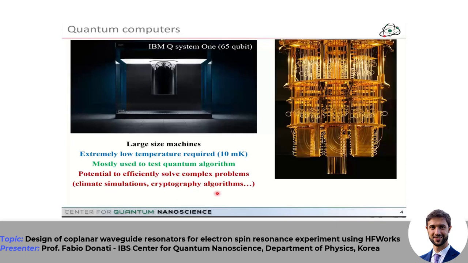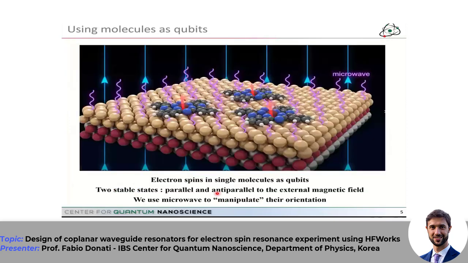Now, since this is a very rapidly developing field, there is a lot of room for unexplored directions for the research. And in one of these directions sits our research line. So what we are trying to do in our center is to explore the possibilities of using molecules as qubits. So how would this work?